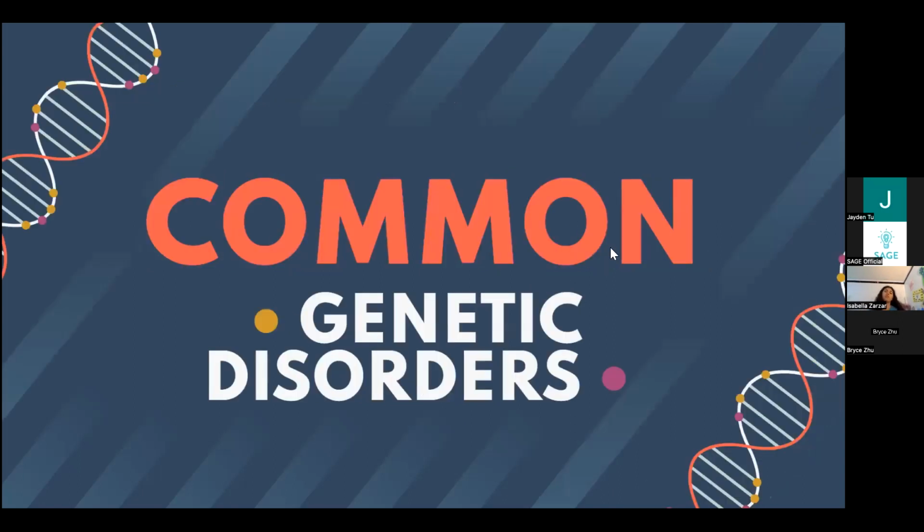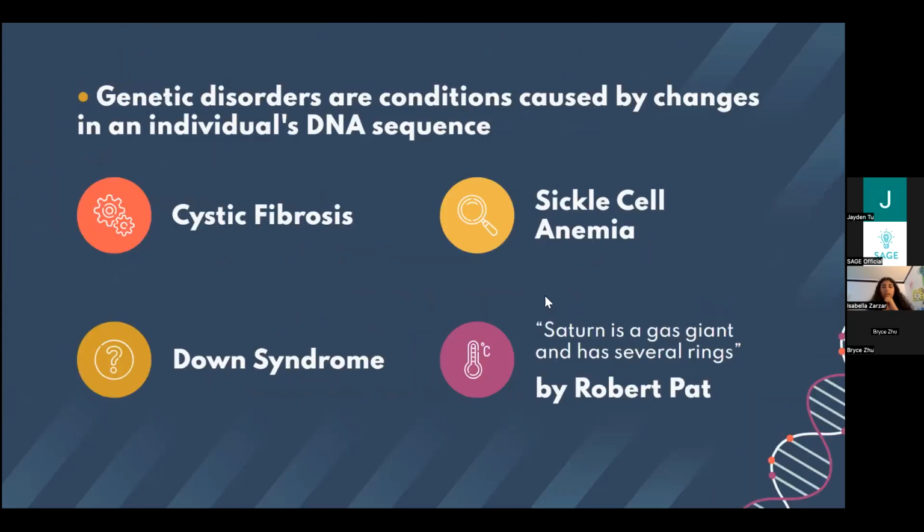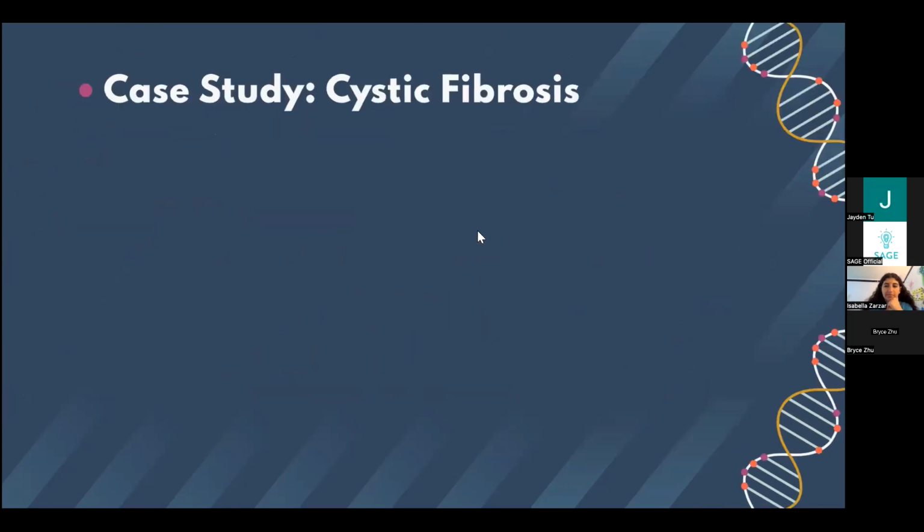So now we're going to go into some common genetic disorders. I know I got some questions about these during one of my previous lessons, so now we're going to have the chance to go over them. The ones we're going to be going over are cystic fibrosis, Down syndrome, sickle cell anemia, and we're going to be going over another one. Basically, genetic disorders are conditions caused by changes in the DNA sequence that are obviously harmful to us.